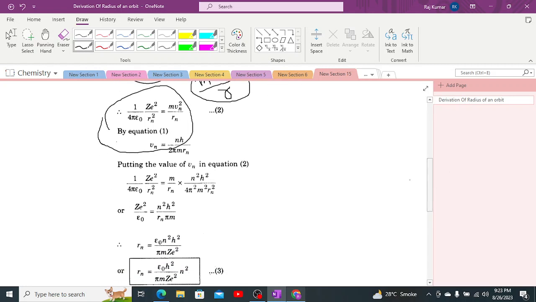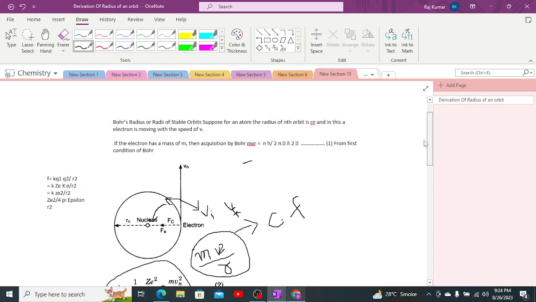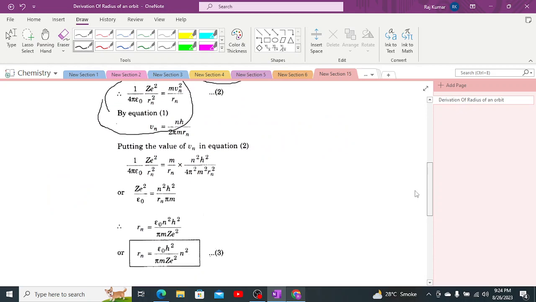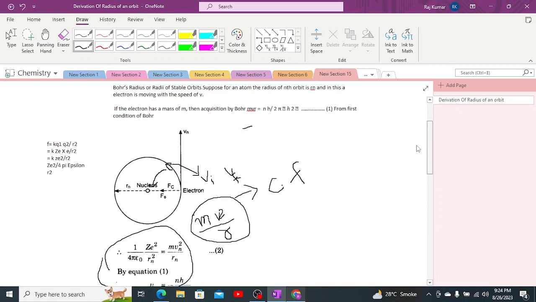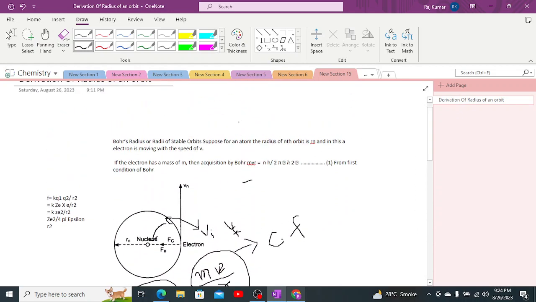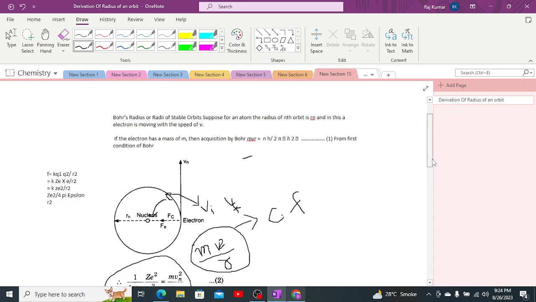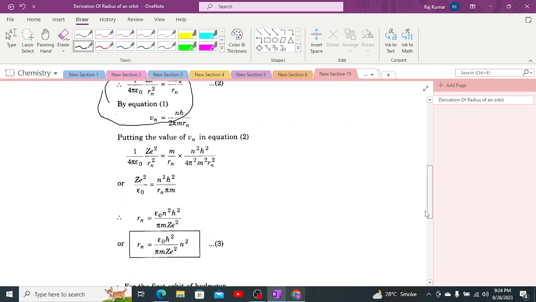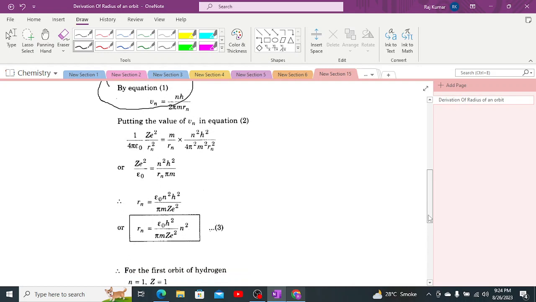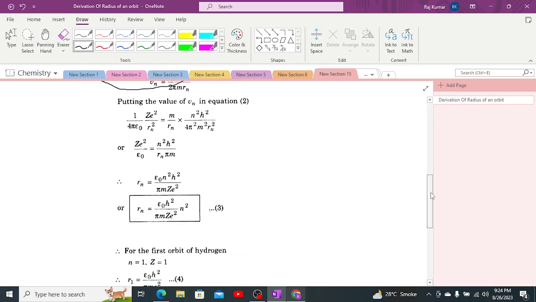By equation 1, which says that mvr is equal to nh upon 2 pi, in order to calculate the velocity v, we get velocity equal to nh upon 2 pi mr. After calculation, that would be the condition.